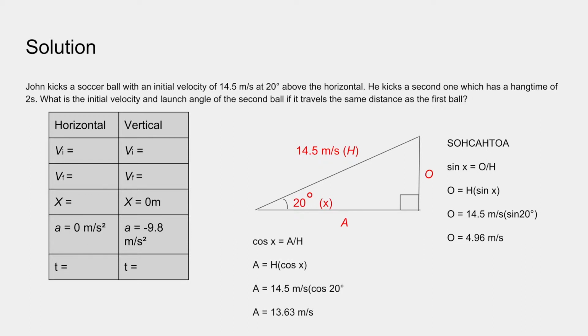And when we are solving for the adjacent side length, we are given that the cosine of the angle is equal to the adjacent side over the hypotenuse. When we manipulate that to solve for the adjacent side, we have that the adjacent side is equal to the hypotenuse multiplied by the cosine of the angle. So in this equation, 14.5 multiplied by the cosine of 20 gives us the adjacent, which is 13.63 meters per second, which is our horizontal initial velocity.